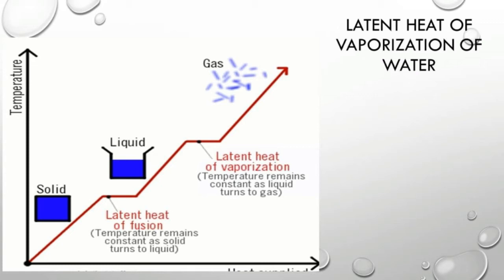This heat energy is stored in the steam and is commonly called latent heat of vaporization of steam. The steam has the highest latent heat of vaporization and its value is 540 calories per gram or 2268 joule per gram.